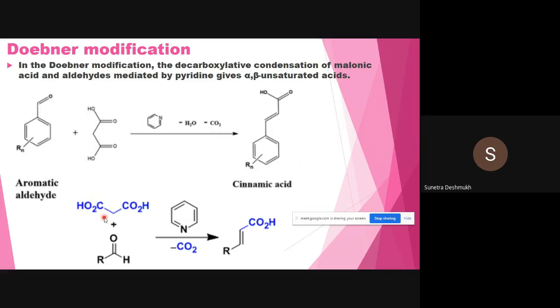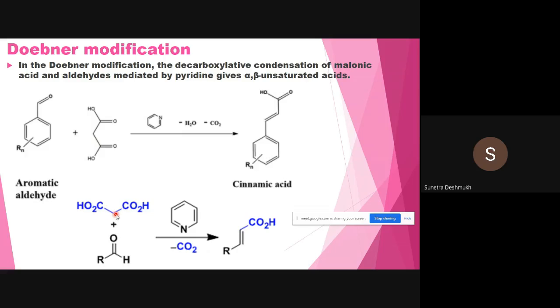reactions. What we have seen in Knoevenagel condensation, we have taken an active methylene component where 2 moles of ester we can incorporate here. But when acidic functional groups are present, COOH, and you have acidic protons in between, then how to carry out the reaction? See, pay attention over here.